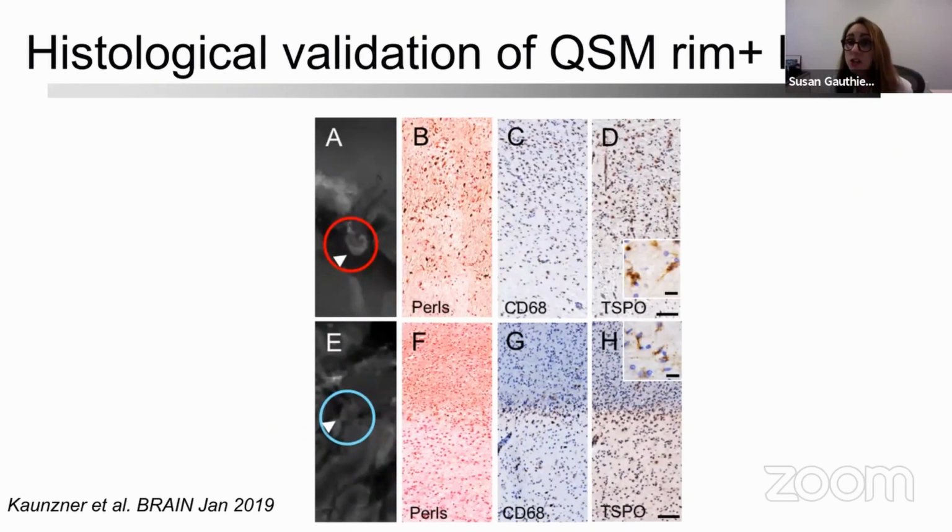Histopathologically, we also validated this. This is in a postmortem study. You can see here a rim positive lesion. It has a dense rim of iron and a dense rim staining for CD68, so that's for microglia. And there was co-localization of the CD68 with our TSPO ligand. As compared to a rim-negative lesion, which has a very fine rim on iron, on microglia staining, and on TSPO.